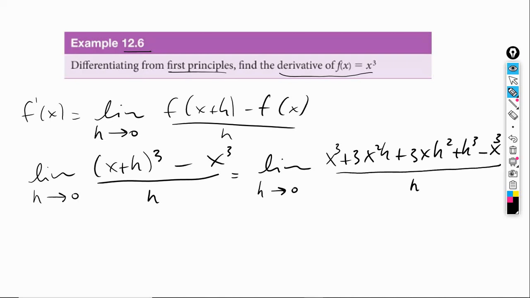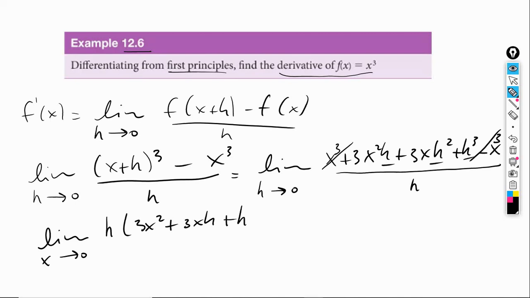So notice that here we can cancel out x cubed, and we're left with an expression that has a common factor, which is h. So we can rewrite this as, again, limit as h approaches 0 of h times (3x squared plus 3xh plus h squared), and this over h. So now we can finally cancel this bottom h, which is the one that makes it undefined.